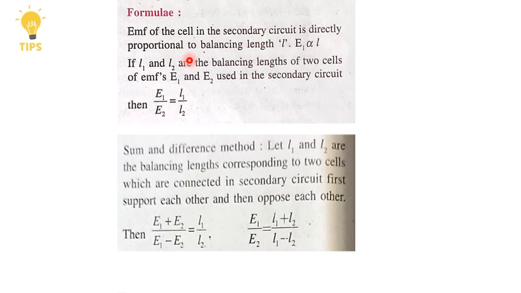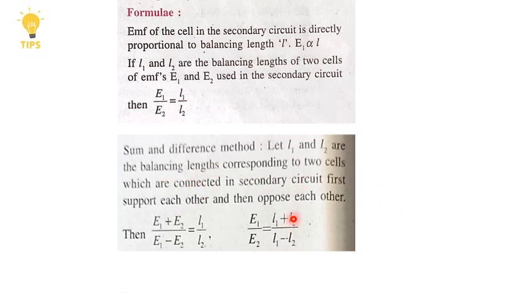And the next one is the sum and difference method. That means both cells are connected in series, and one has been changed in reverse order, that is, opposite poles are connected. So that is the formula here. L1 and L2 are the balancing lengths corresponding to the two cells which are connected in the secondary circuit.